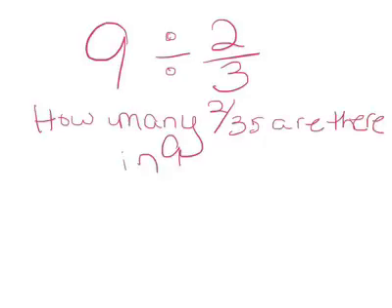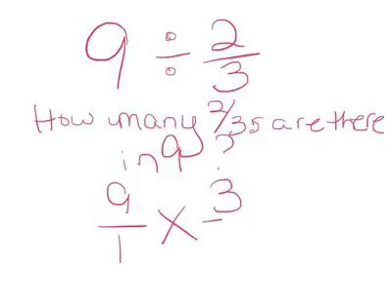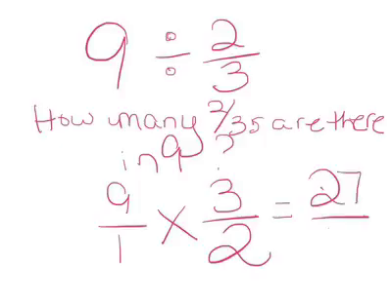Okay, so let's see. We take our 9 and put it over 1. We change the division sign to multiplication, and we flip our second fraction. So this becomes 3/2. Okay, notice the flip. Then we multiply straight across if we can't cross simplify, and we can't. We get 27/2. We have to change that into a mixed number.